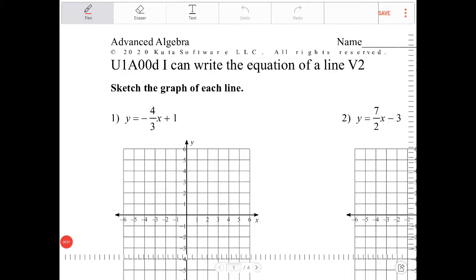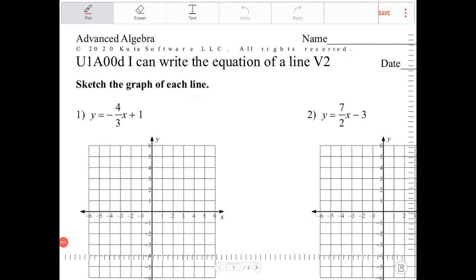Students, this is lesson U1A00d. By the end of the lesson, you should be able to say, I can write the equation of a line.